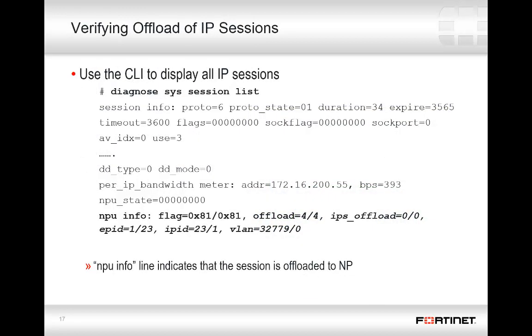Because NP acceleration can make significant performance differences, if your throughput is lower than you expect, investigate your session list for unexpected slow path processing. To do this, use the command diag sys session list to list all IP sessions, both CPU and NP processed. Then verify that each session that you expect to be NP accelerated has the NPU info line.